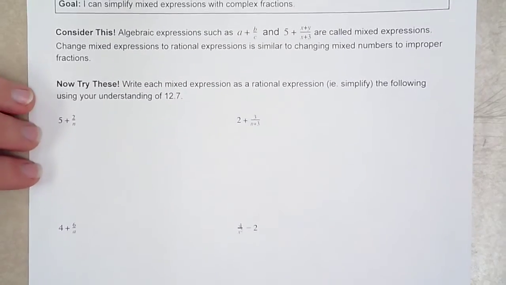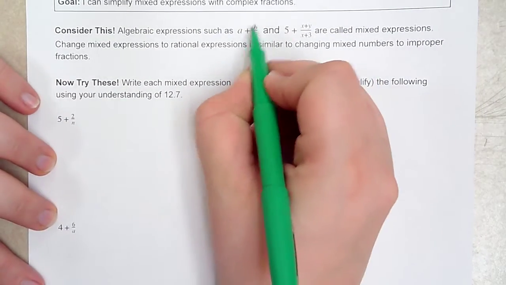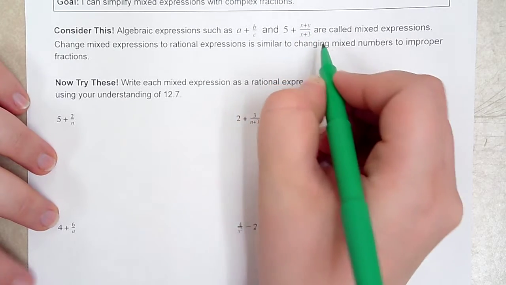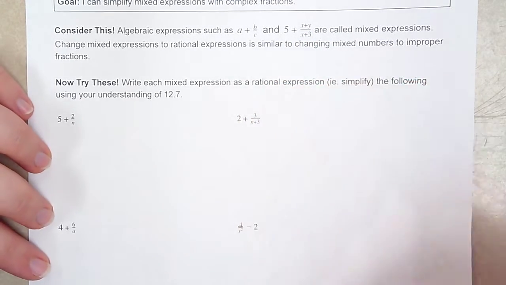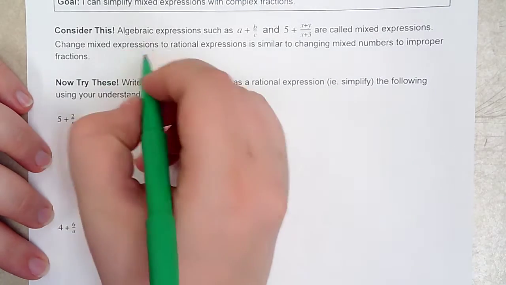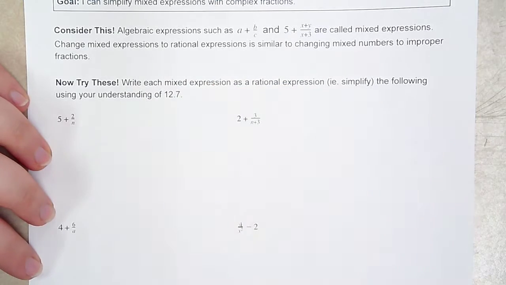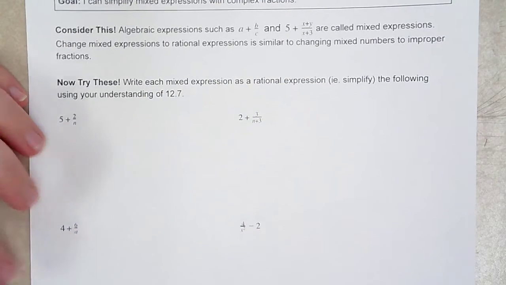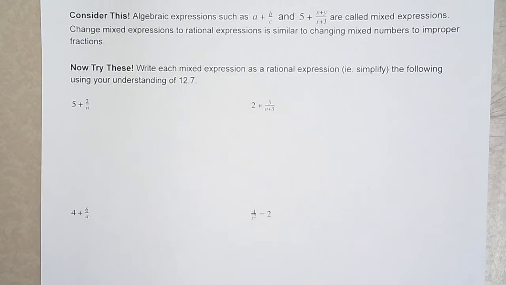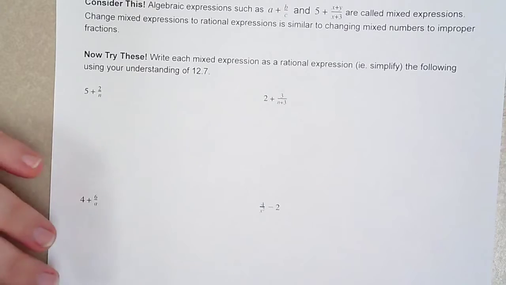So let's get to it. Algebraic expressions such as a plus b over c and 5 plus the quantity x plus y divided by the quantity x plus 3 are called mixed expressions. Changing mixed expressions to rational expressions is similar to changing mixed numbers to improper fractions. So let's write each one of these as a rational, i.e. we're just going to simplify and turn it into one fraction.